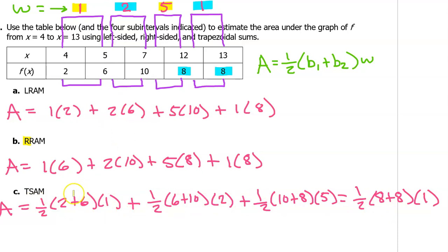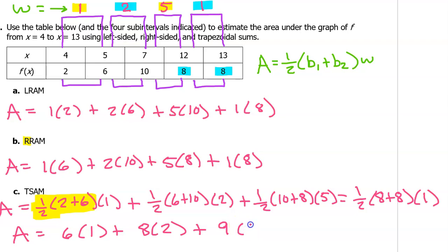As I mentioned in the previous problem, even though this is acceptable, many people will go ahead and simplify this part of each trapezoid. So I'm going to go ahead and do that now. So for example, 2 plus 6 is 8, divided by 2 is 4. Actually as said: 2 plus 6 is 12, divided by 2 is 6. So we have 6 times 1. 6 plus 10 is 16, divided by 2 is 8. So we have 8 times 2. 10 plus 8 is 18, divided by 2 is 9. So we have 9 times 5.